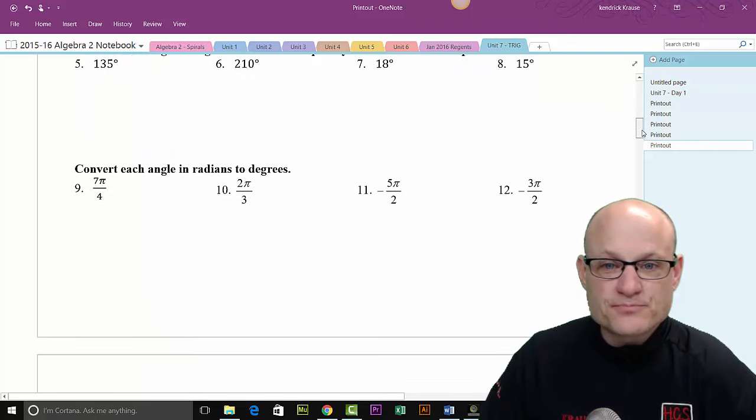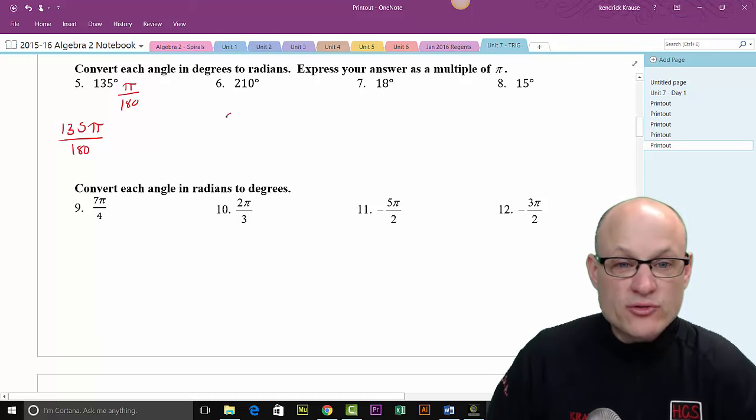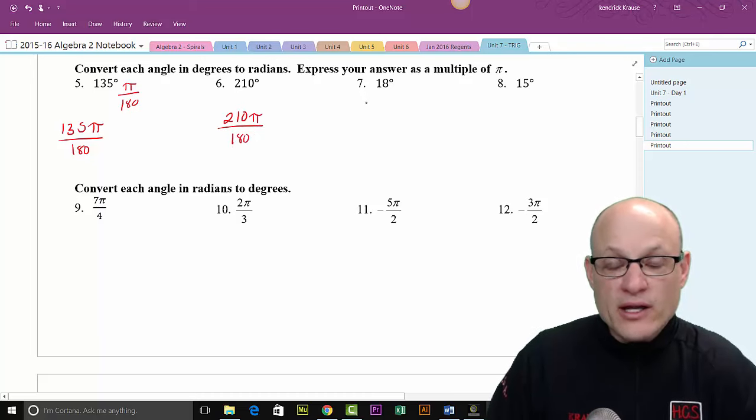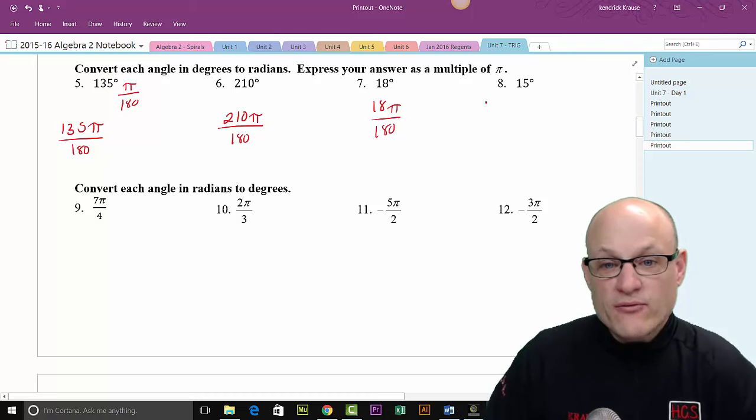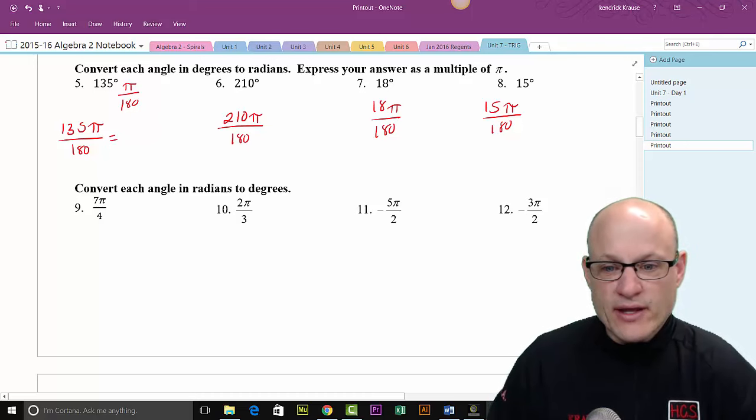All right, let's convert these. I've got to convert to radians, so we're going to multiply by pi over 180. So really what I have is 135 pi over 180. On this one I have 210 pi over 180. On this one I have 18 pi over 180. On this one I have 15 pi over 180. But we want to simplify those. We don't want to leave them like that because that doesn't make any sense.